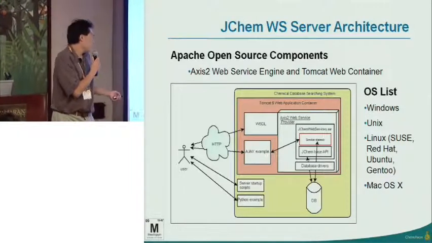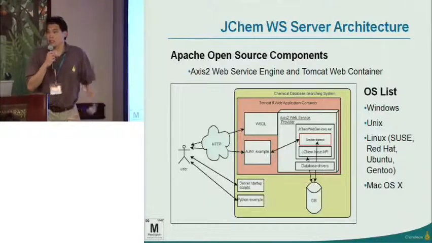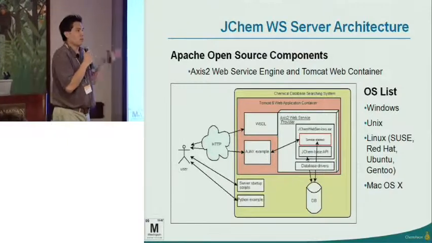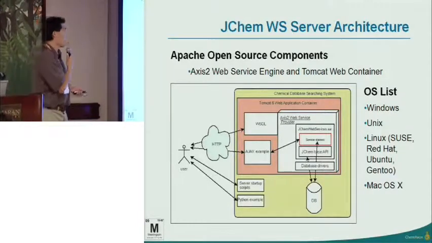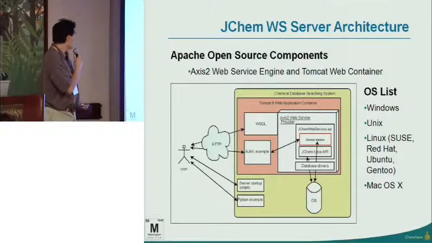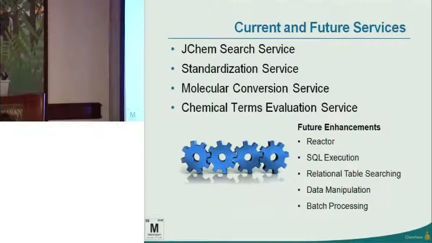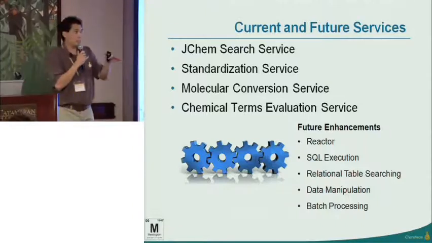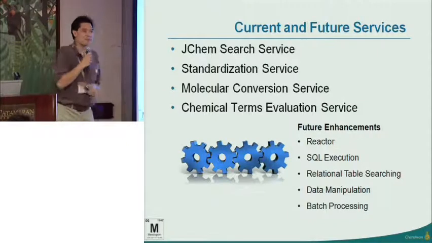And this is an OS list of things that we've tested against and we know that the server works on. So again, we're trying to make things interoperable. We're trying to make things work on any type of system that you want to build and put your applications or your server on. The current and future services: right now we've got 4 main ones: searching, standardizing, molecular conversion, and chemical terms. I think Brett talked a lot about them in his talk, but used different words for them.